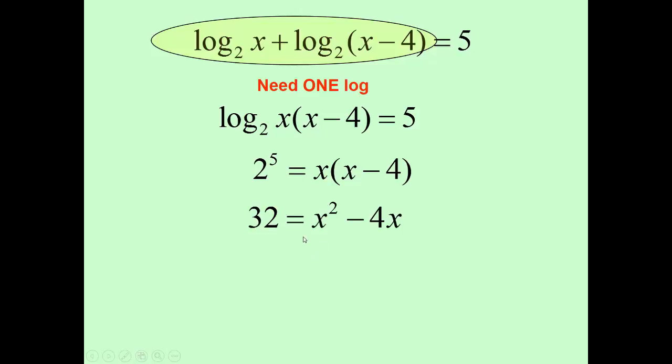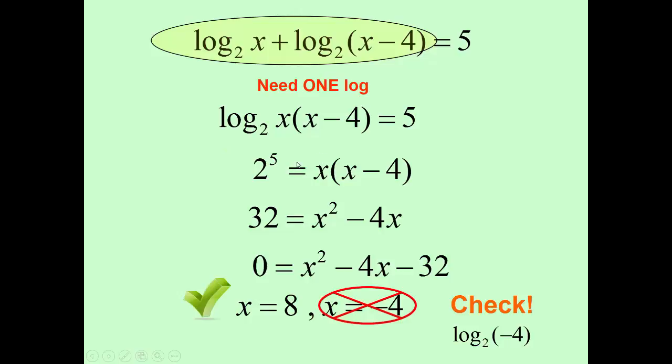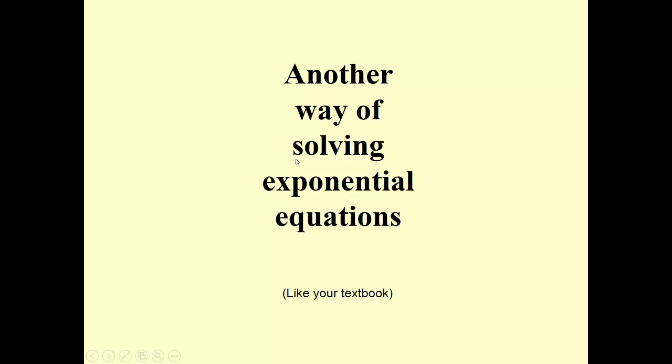Looks like a quadratic. So we'll move the 32 to the other side and solve the quadratic equation, which of course we can do using our quadratic formula program. Check the answers. If you use negative 4, the log base 2 of negative 4, there's no such thing. You can't have a log of a negative number. So negative 4 does not check. The 8 does, and so x equals 8 is the only answer to that equation.